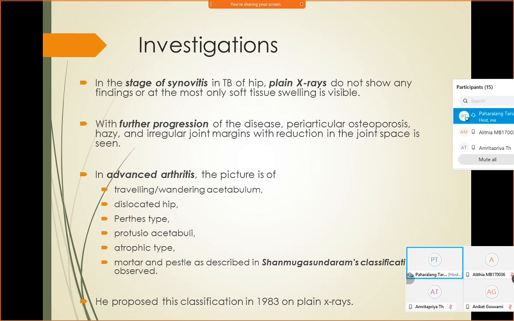There's a classification by Shanmugasundaram who has classified the X-rays found in advanced arthritis. You have them as a traveling acetabulum, a wandering acetabulum, a dislocated hip, the Perthes type, protrusio, and atrophic type. So this classification is based on plain X-ray. You remember this as Shanmugasundaram's classification of advanced arthritis.